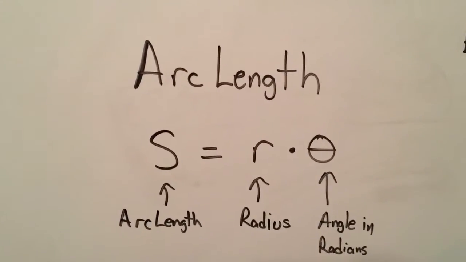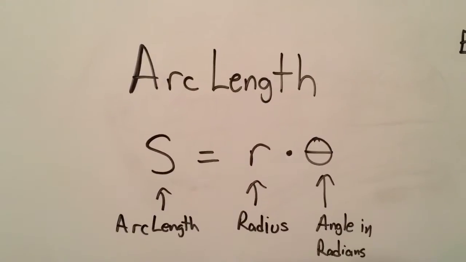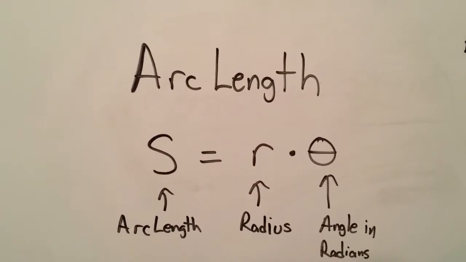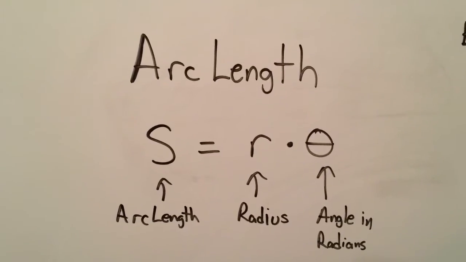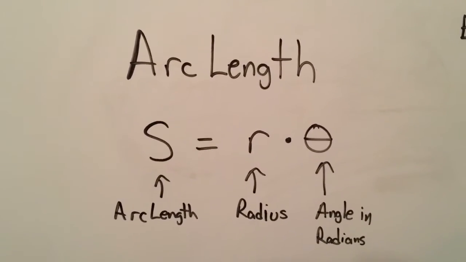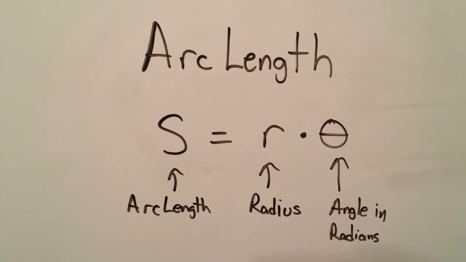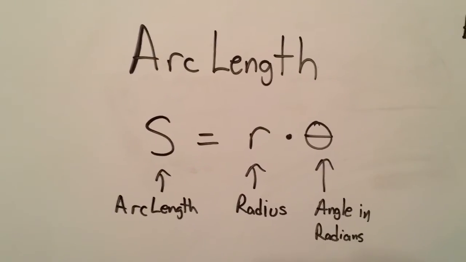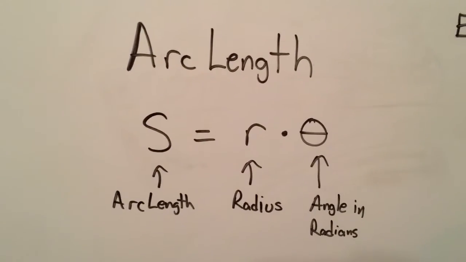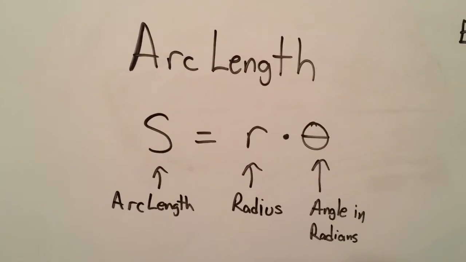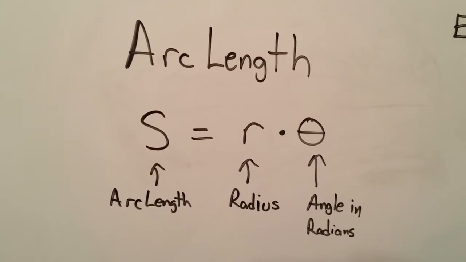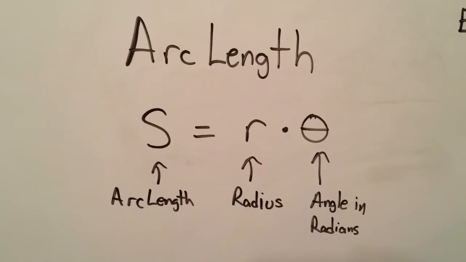Arc length is the distance around the circumference of a circle for a portion of the circle measured by the angle in radians. We have the formula S equals R times theta, where S represents the arc length, R represents the radius, and theta represents the angle written in radians.